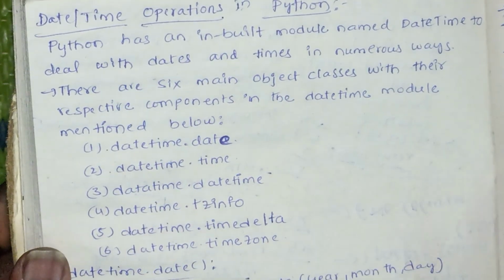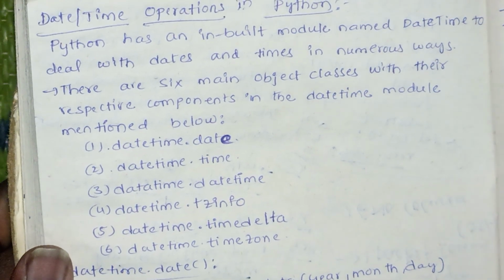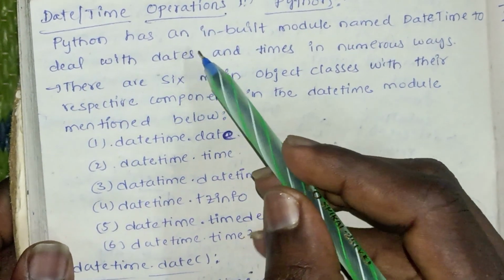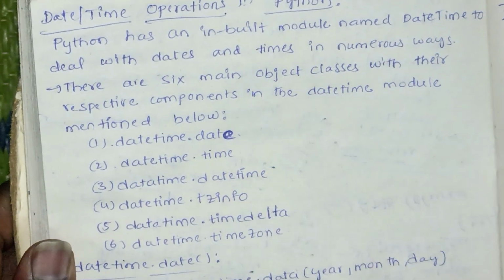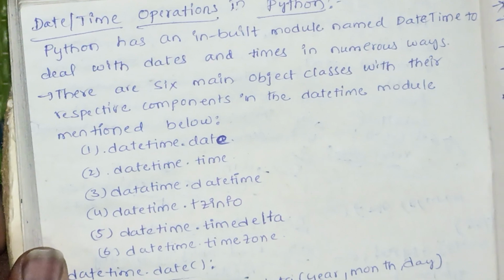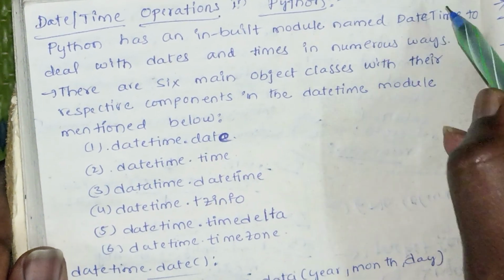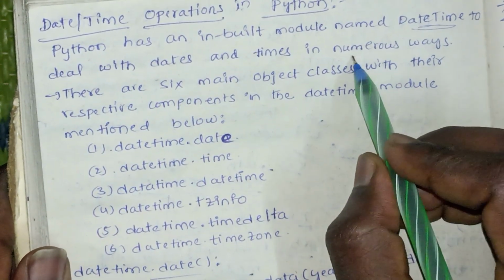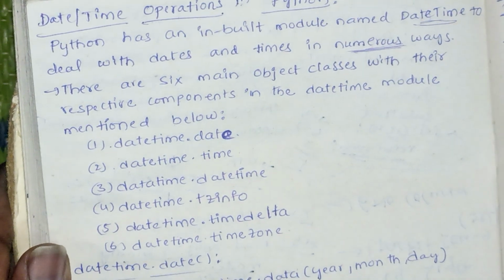So what are the operations? Some operations are present for date and time in Python. What are those? We will discuss. Python has an inbuilt module named datetime. It is a predefined, pre-built module, that is nothing but date and time, to deal with dates and times in numerous ways.